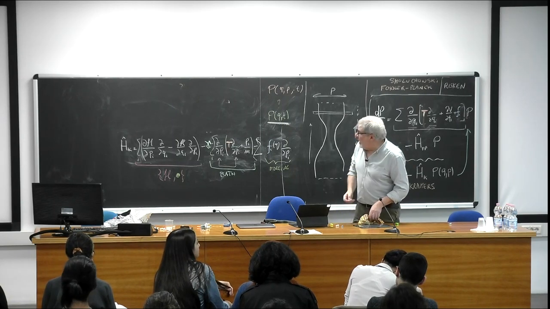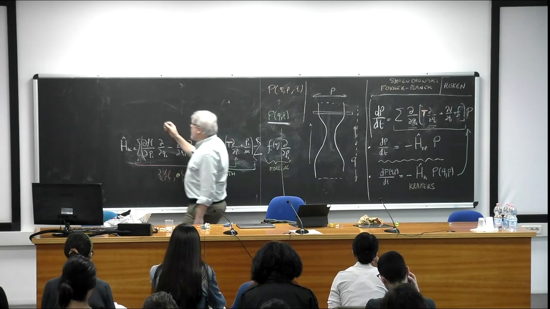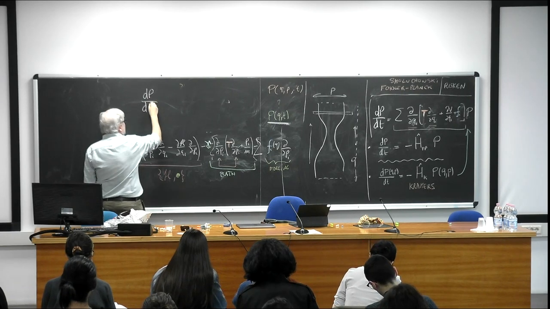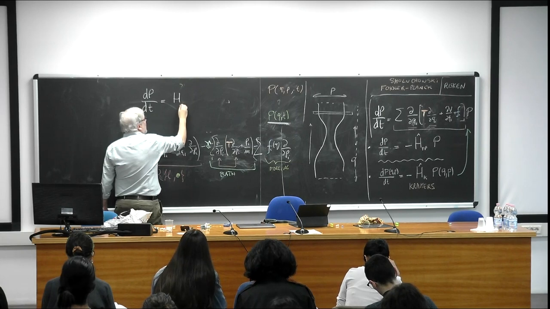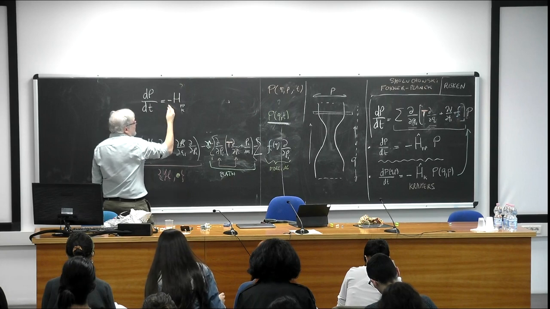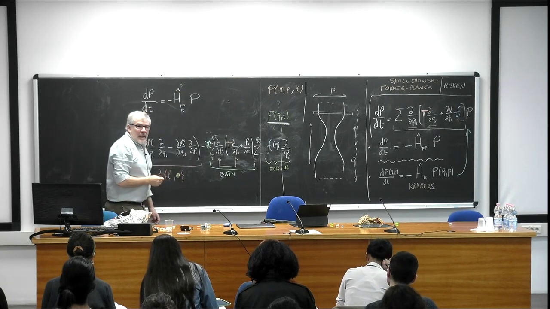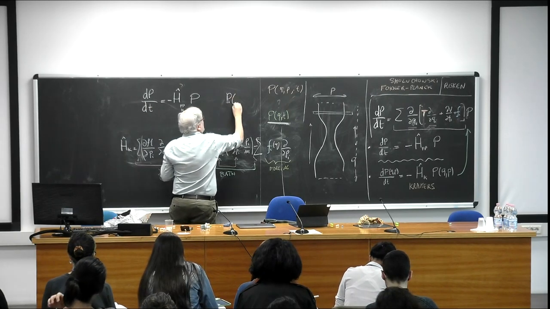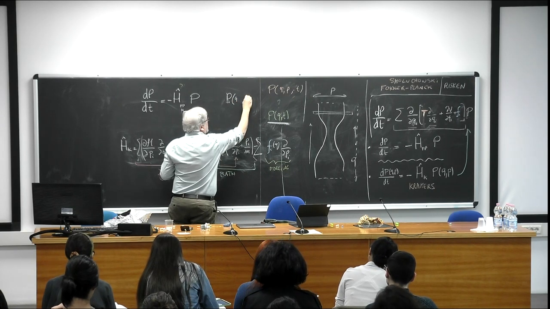Okay, so what is the nice thing of these equations? That both have the form dP/dt equals some operator, which could be Fokker-Planck, Smoluchowski, or Kramers, acting on P. A minus is there because I like a minus there. And this is going to make an evolution of P of q, and eventually P of p and q, if it's Kramers, and the time.